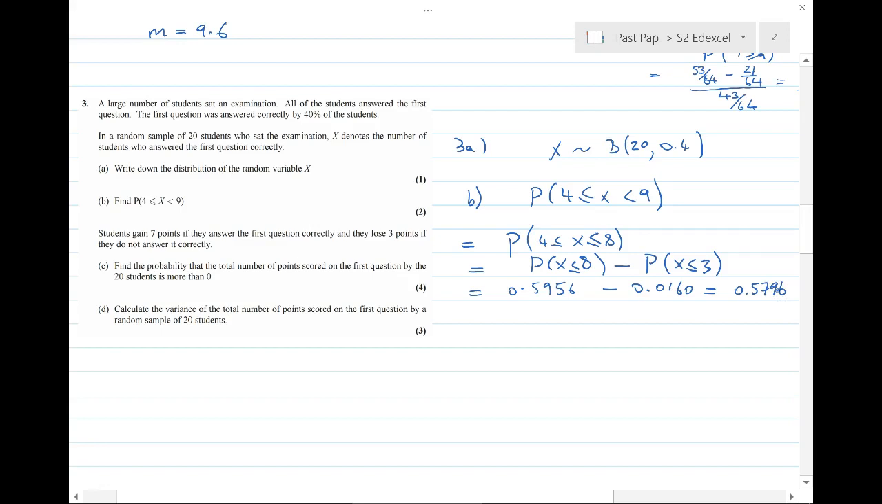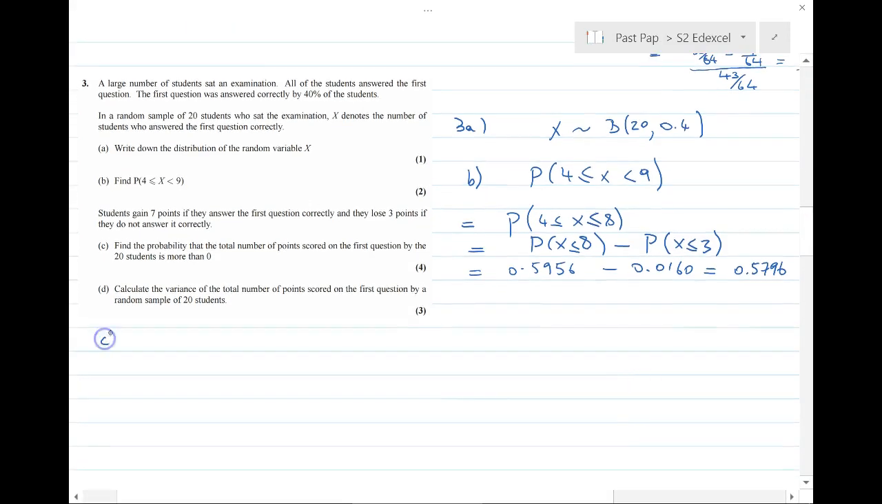That's not too bad. Right, now they're mixing it up a bit here for parts C and D. Let's write part C over here. Part C, students gain 7 marks if they answer the first question correctly and lose 3, so get -3, if they do not answer it correctly. And then it says find the probability the total number of points scored on the first question by 20 students is more than 0.